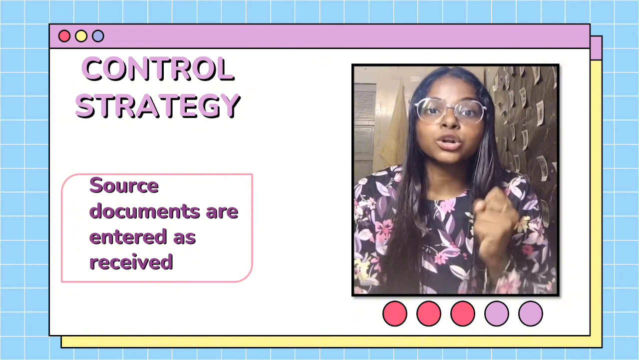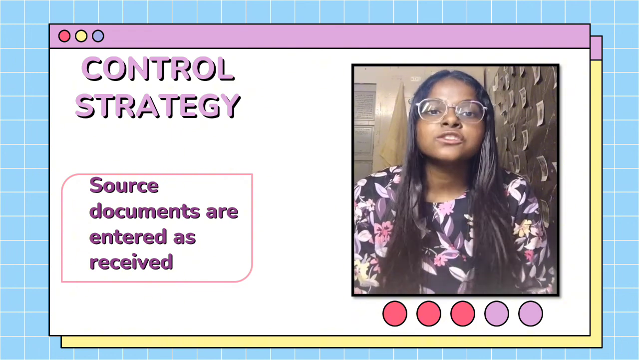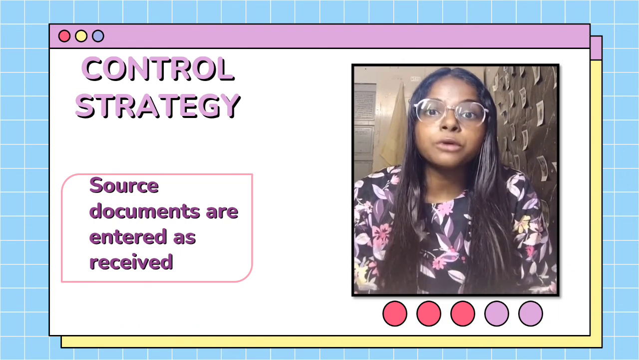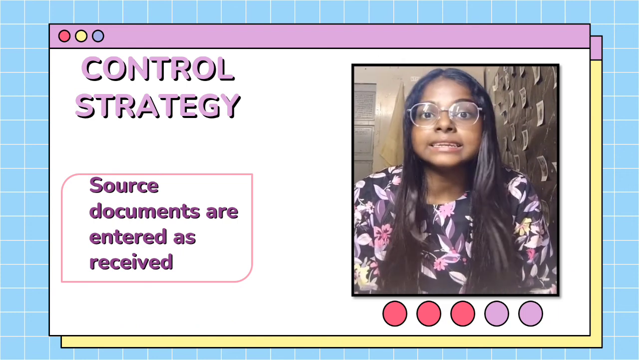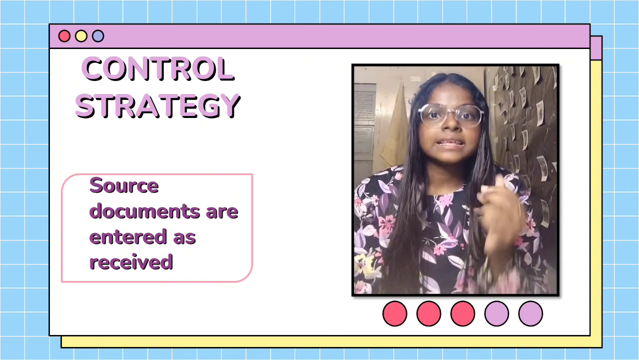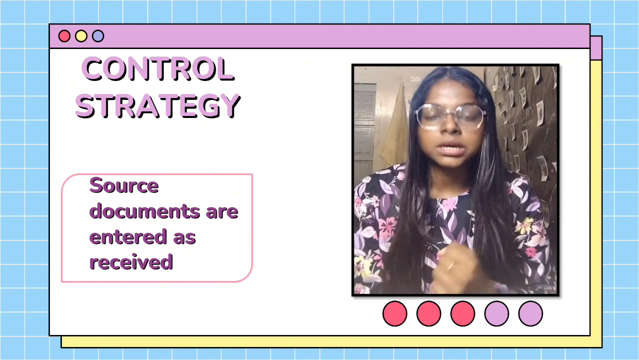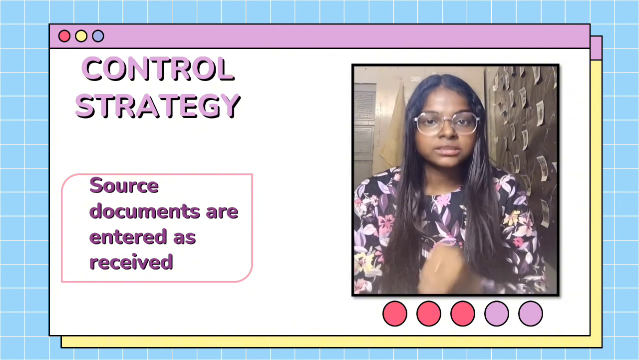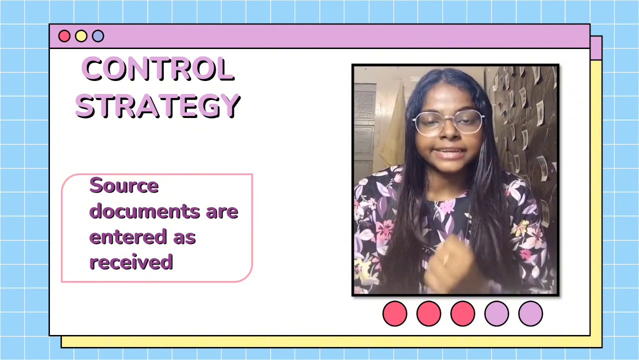The third control strategy is that source documents are entered as received. It means a program routine assigns electronic documents to batches that are automatically numbered, while computer-created source documents are batched and filed by the entry station.